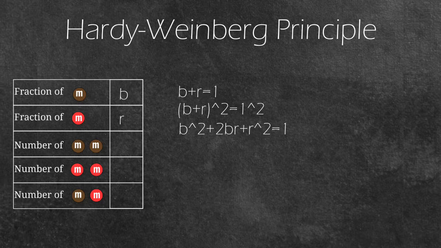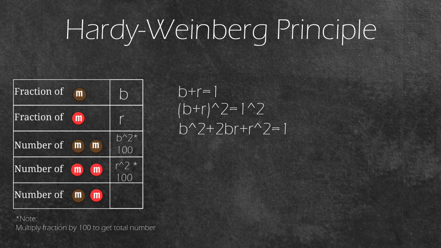But what does this mean? Remember that B is the fraction of brown M&Ms from the total. In other words, it is the probability of getting a brown M&M. This means that B squared is just the probability of getting two brown M&Ms. Similarly, R squared is the probability of getting two red M&Ms. So what is left, 2BR, is the fraction of people with one brown and one red M&M.